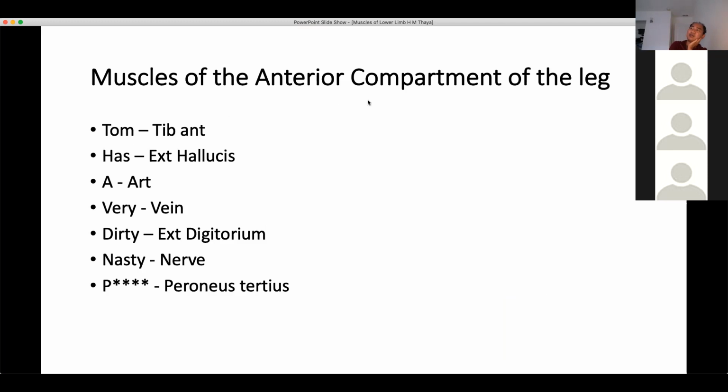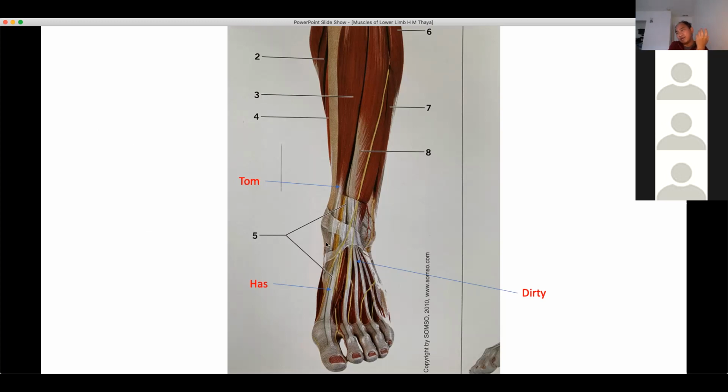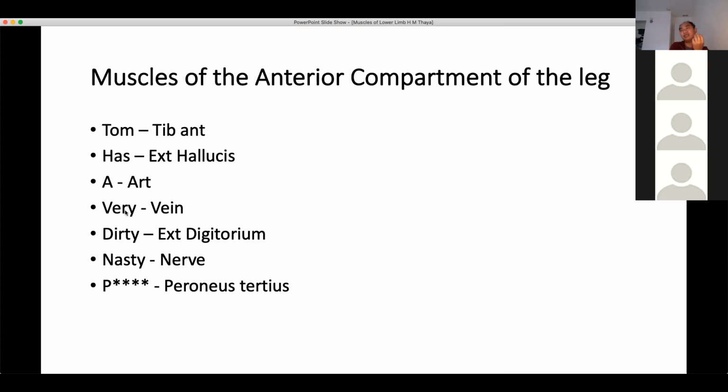So for the anterior compartment, of course, it is not just the muscles, it is the order of arrangement of the muscles and tendons in front of our ankle. Tom has a very dirty, nasty P. P, don't think too far, it is peroneus tertius, yeah? Right, so I hope you remember: Tom has a very dirty, nasty P.